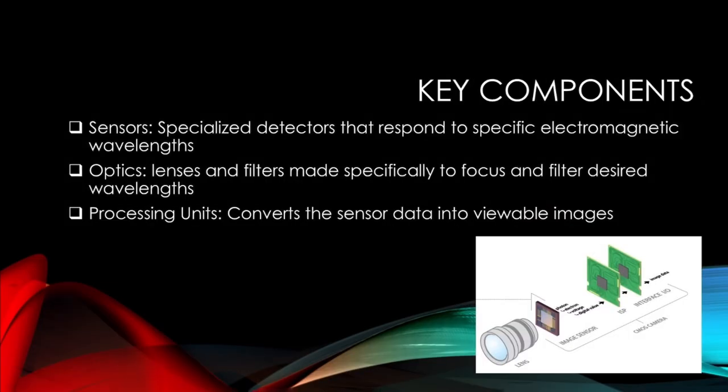Some key components to how infrared cameras and electromagnetic cameras work are sensors, optics, and processing units. Sensors are specialized detectors that respond to specific electromagnetic wavelengths. Optics are lenses and filters made specifically to focus and filter desired wavelengths. And processing units convert the sensor data into viewable images. Now this is the basic foundation of your everyday camera and what I was going over earlier. However, in this case, we're going to be capturing a little bit more complicated images versus just pictures of birds or whatnot. So, how do they work?